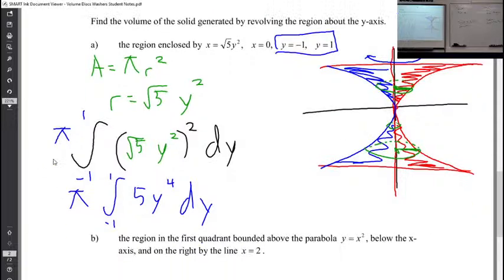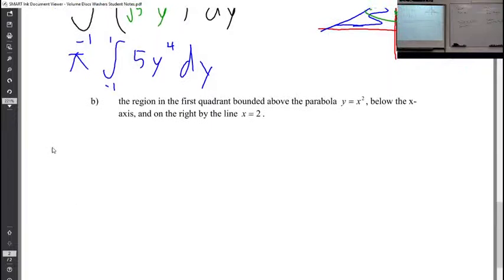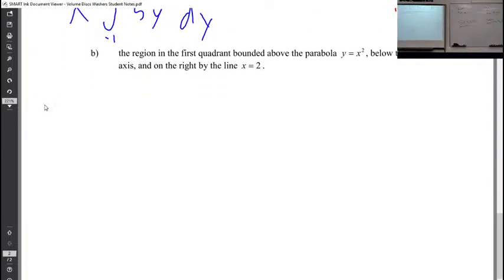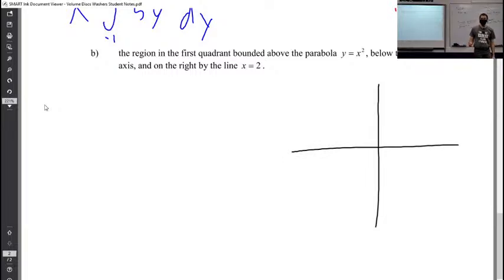All right, let's do one more. And then when we come back next week, I'm going to give you a couple free responses that we're going to do together in class that are going to put all these together. I'll give you about 2 minutes. See if you can draw this out here.